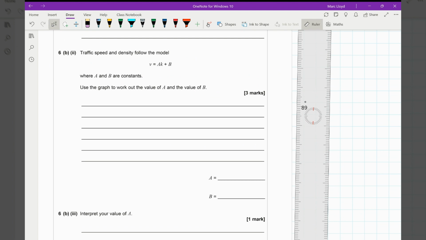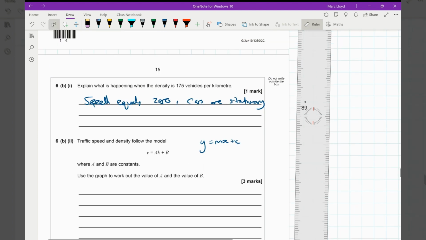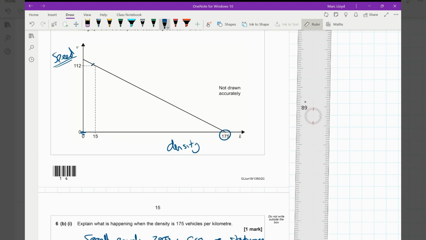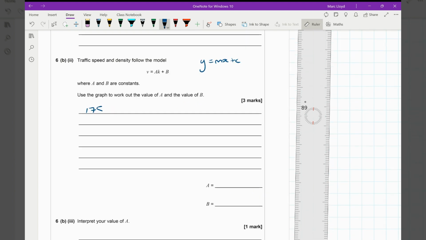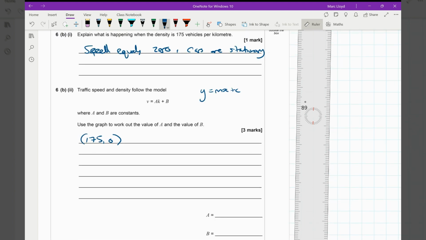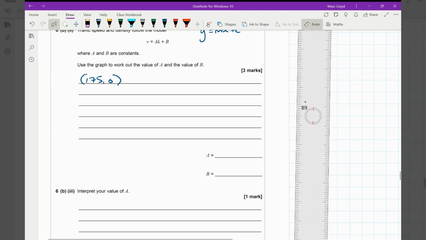Okay, the traffic speed and density follow the model V equals AK plus B. So like Y equals MX plus C, so to speak. A and B are constants. This is where I had a major blip because I didn't quite read my coordinates correctly. So I can work out the gradient of this by using the coordinates. So I've got one coordinate here and one coordinate where I've circled already. So that first coordinate is 175, 0, and the second coordinate is 15, 112. So y2 minus y1, 0 take away 112 over x2 minus x1.